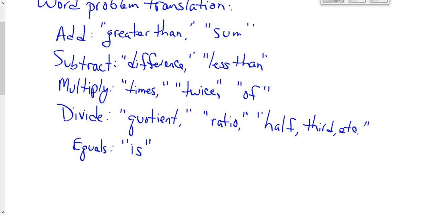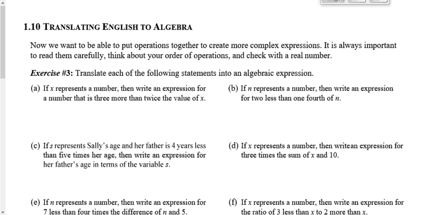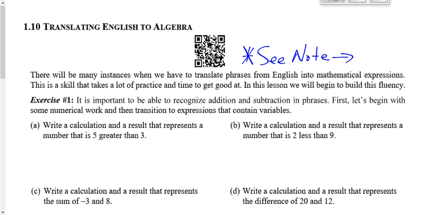Okay? All right. Let's go back then and see if we can do some translating. Everybody got this? Again, if you don't get everything, it'll be on Teams later. Okay.